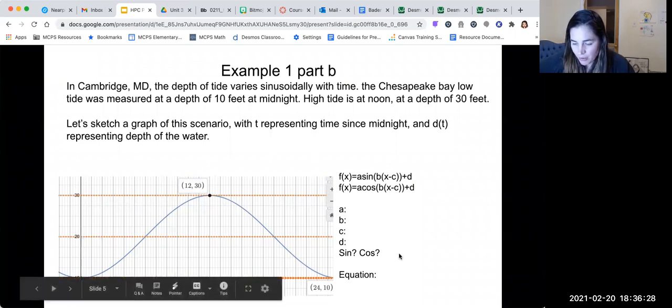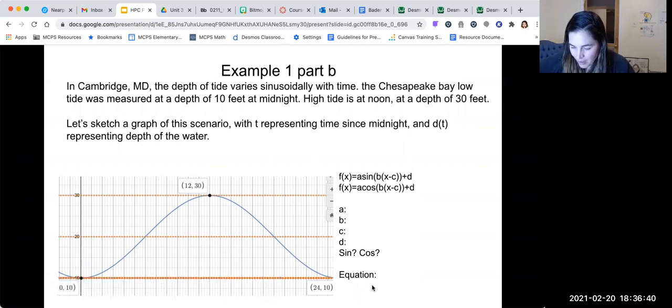So if I were writing my equation, I would say that D of T equals negative 10 cosine of pi over 12 times X, close parentheses, and then plus 20 for my midline.